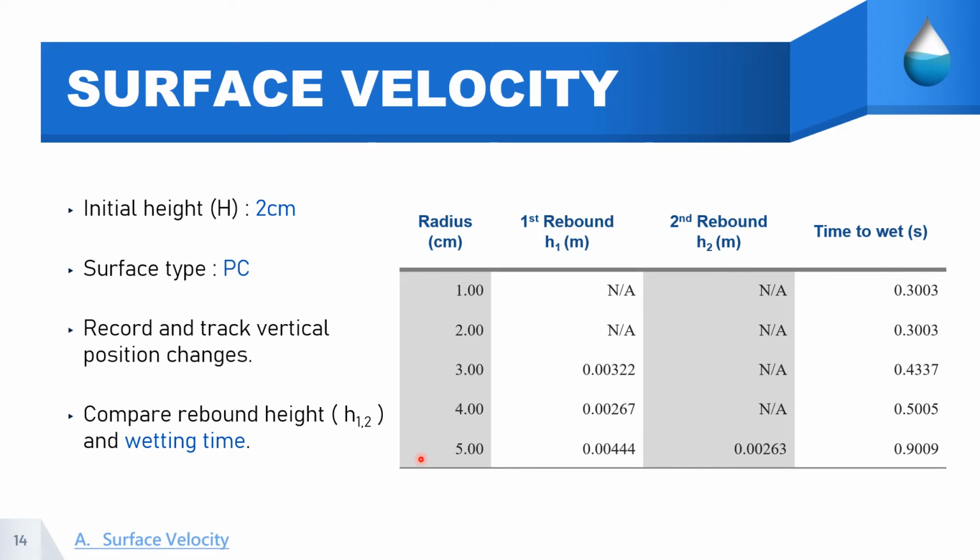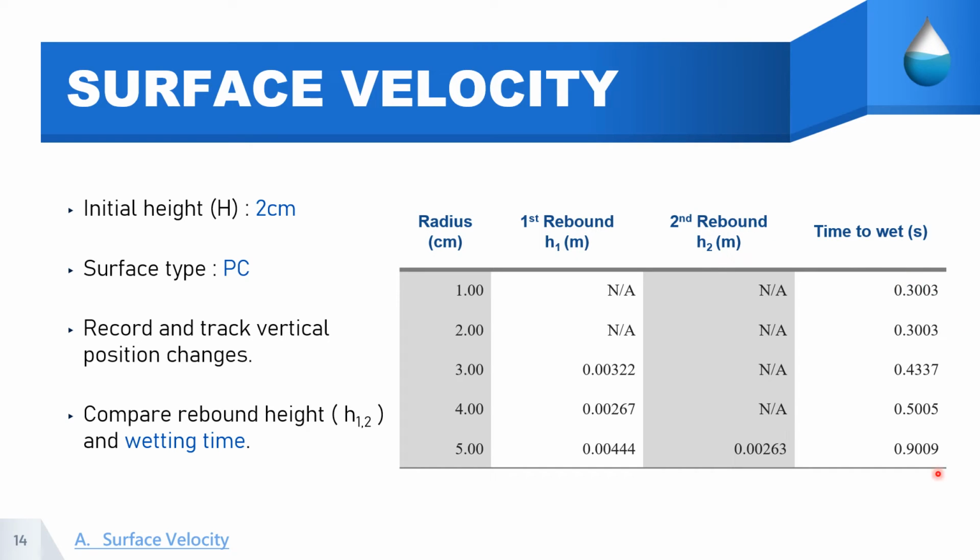So these are the radius from 1 cm to 5 cm, and the first rebound and second rebound. So you can see that in 1 and 2, these two cases, there's no rebound found. And 3 and 4 have one rebound. If you drop the water at 5 cm radius, it can rebound 2 times.